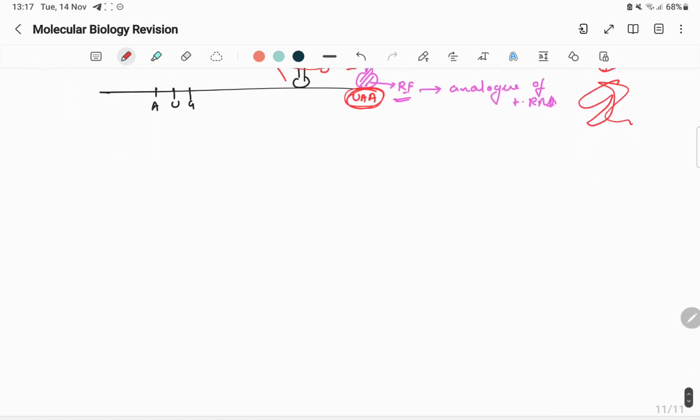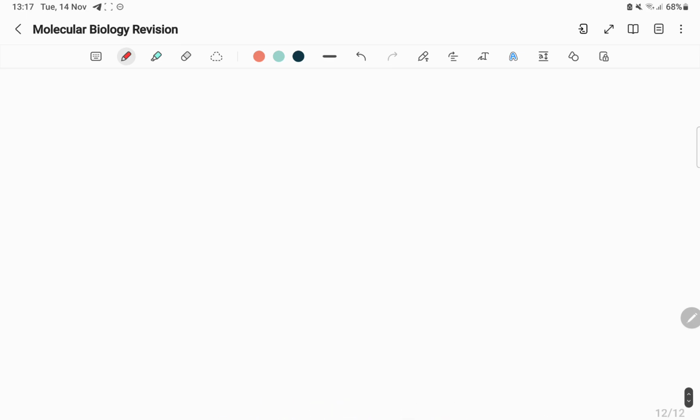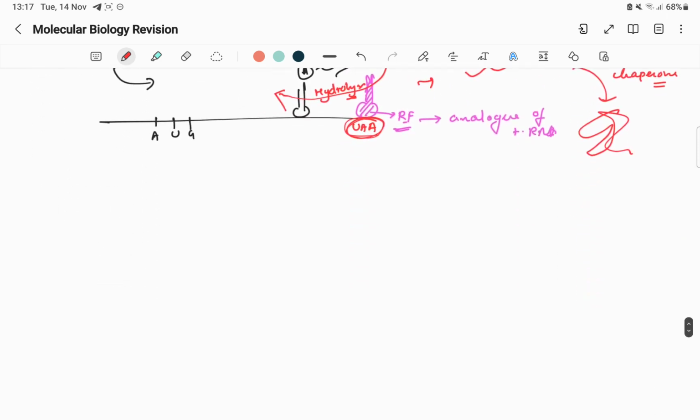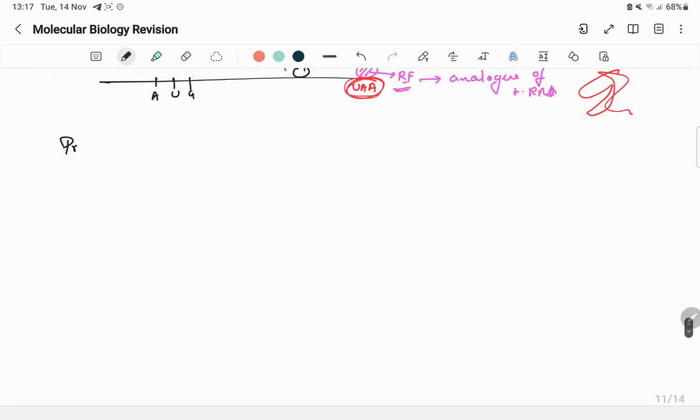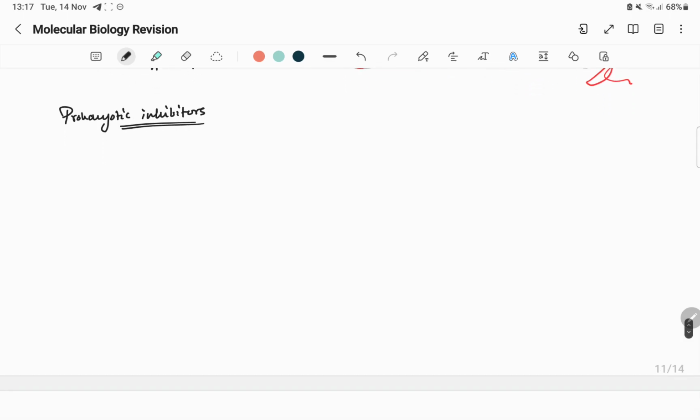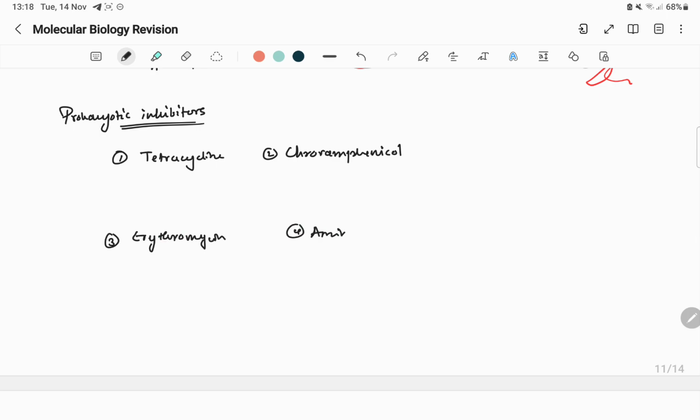Understood? So we have the inhibitors of protein biosynthesis in your prokaryotes. So for the prokaryotic inhibitors of protein synthesis, we have tetracycline, we have chloramphenicol, we have erythromycin, and your aminoglycosides.